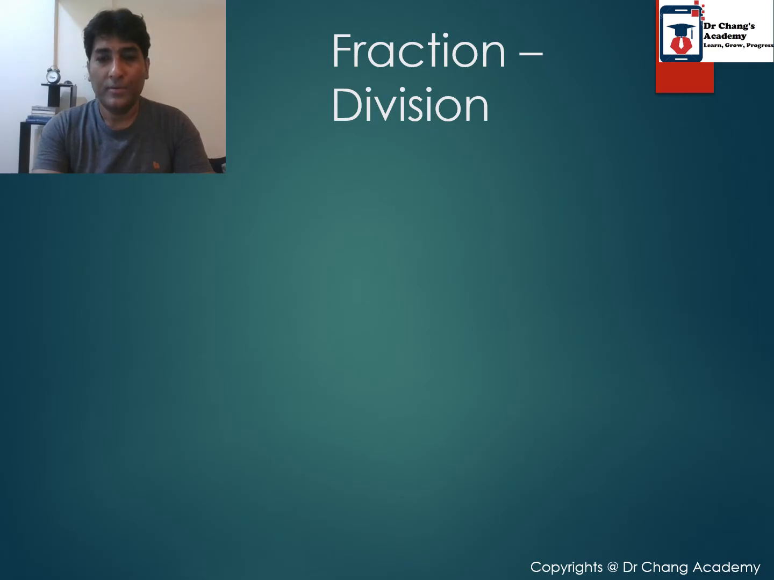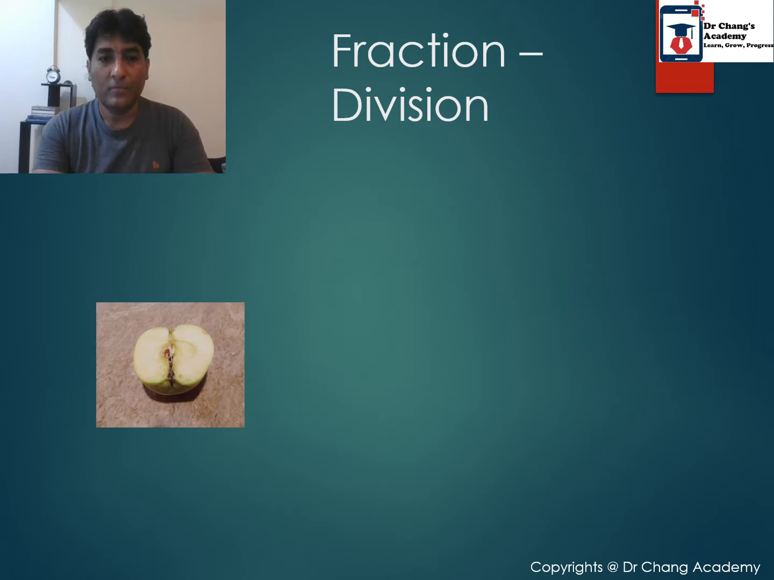Hi folks, today we are going to learn about division of fractions, and I want to begin with this very real life example. So here you can see half of an apple, and this is how we write it, 1 over 2, or we call it 1 half. And let's say we want to divide it by 1/4.